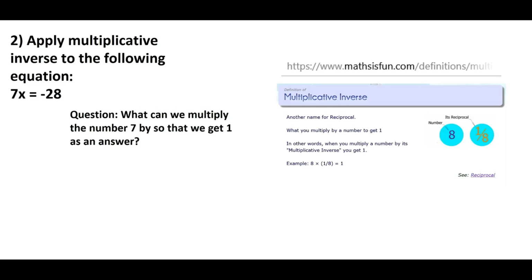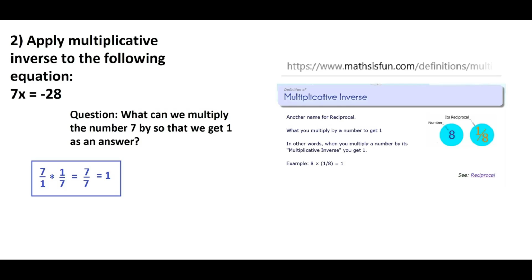So I went back to mathsisfun.com, and here's what they say. It's another word for reciprocal. You all have been doing that since 2nd, 3rd, and 4th grade. If a number is 8, the reciprocal is 1/8. If a number is 10, the reciprocal is 1/10. You multiply them both together, you get 1. So what do we multiply 7 by to get 1? Well, 7 over 1 times 1 over 7 equals 7 over 7. 7 divided by 7 is 1.